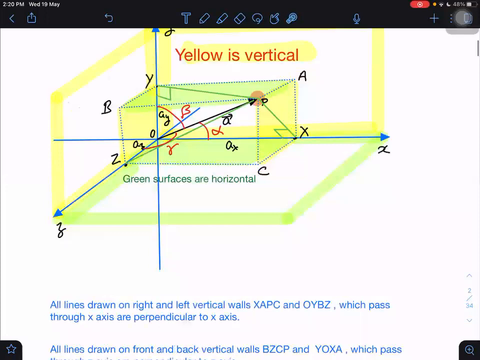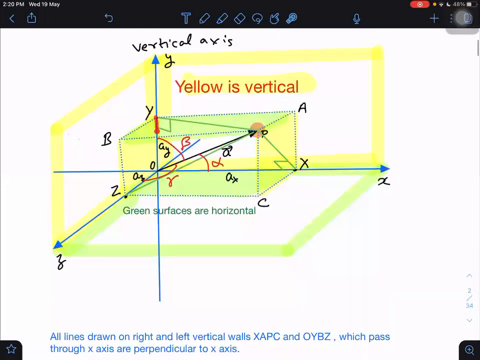Then you have understood mostly everything now. Nothing is left. Now you know there will be right angled triangles. Let me tell you which right angled triangles we have here. One triangle is OYP. This is one triangle.